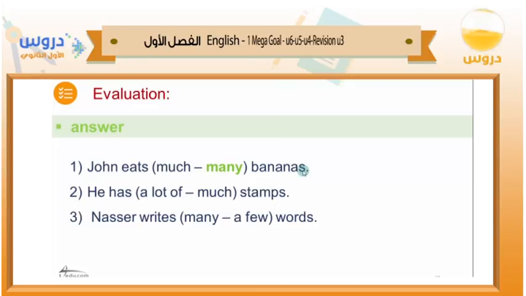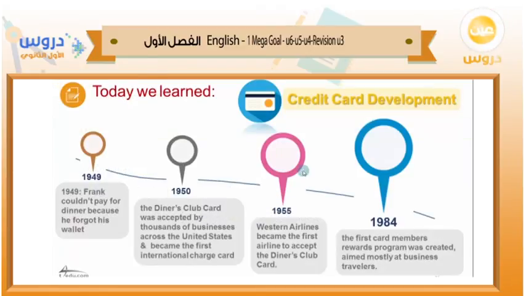He has a lot of stamps, or he has much stamps. Stamps, so it's better to say a lot of stamps because it's countable. Nasser writes many words. Nasser writes a few words.